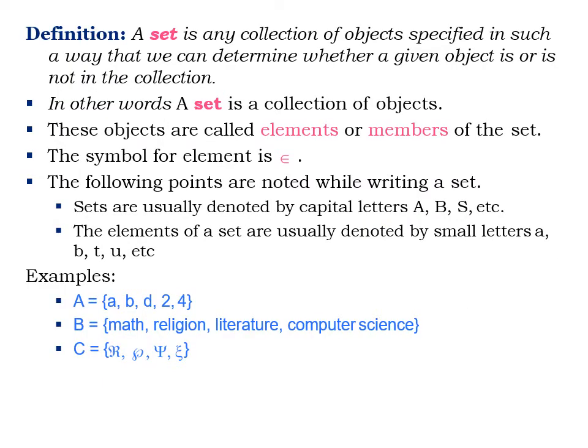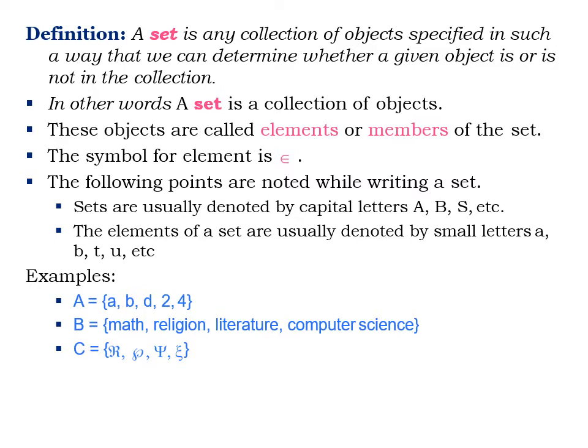By definition, a set is any collection of objects specified in such a way that we can determine whether a given object is or is not in the collection. In other words, a set is a collection of objects. These objects are what we call elements or members of the set. The symbol for element is this symbol.